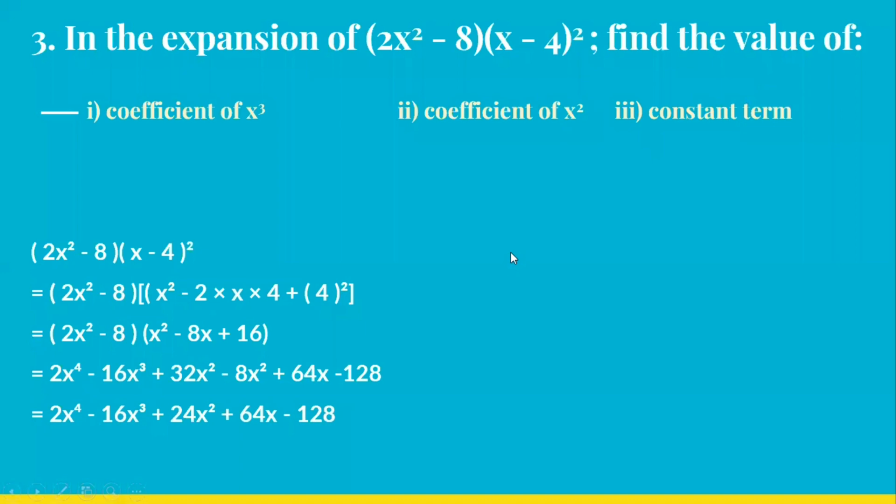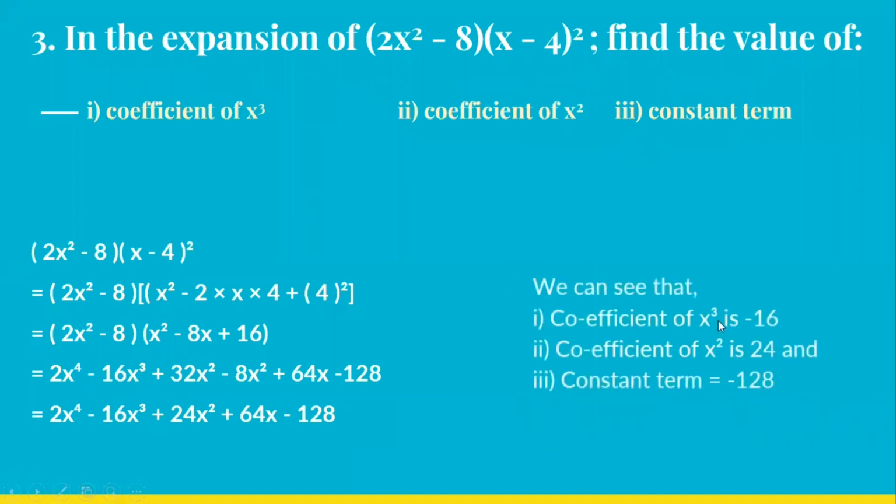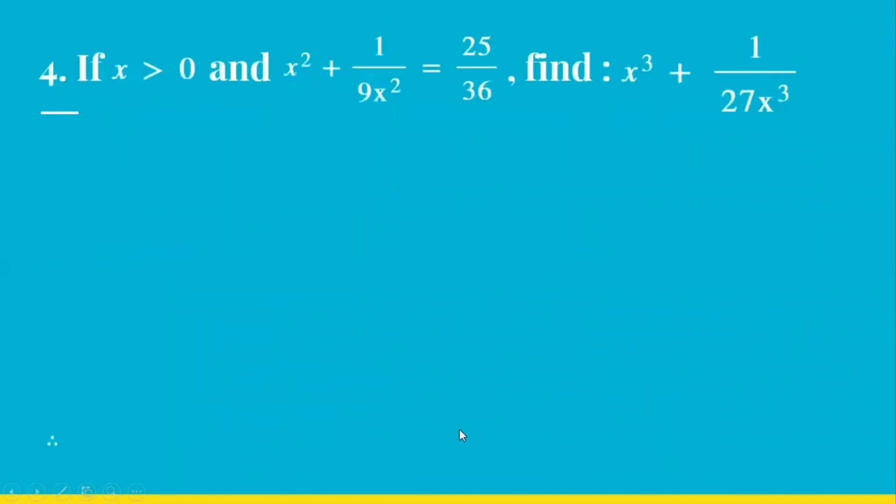So this is how we get the coefficient of x cube as minus 16, coefficient of x square as 24, and the constant term is 128. We move on to the next question, question number 4 here. If x is greater than 0 and x square plus 1 upon 9x square is equal to 25 by 36, find the value of x cube plus 1 upon 27x cube.